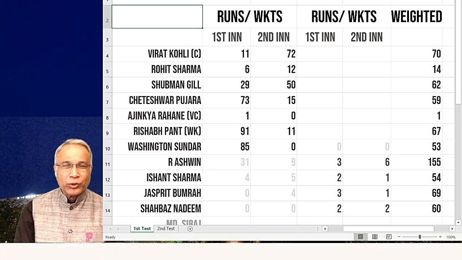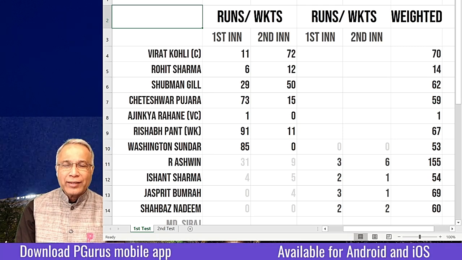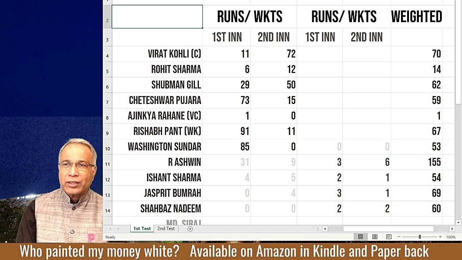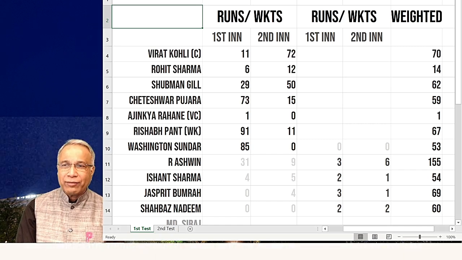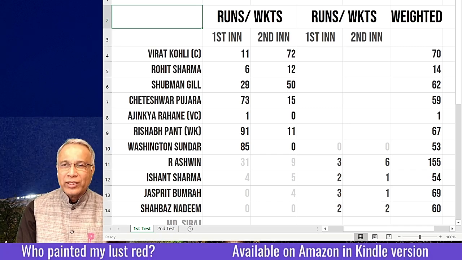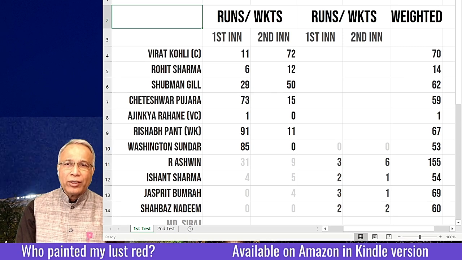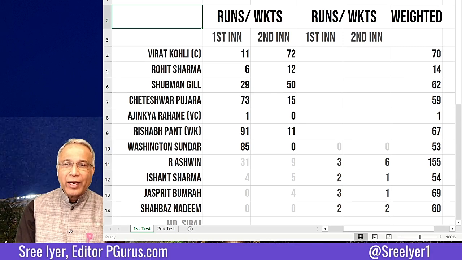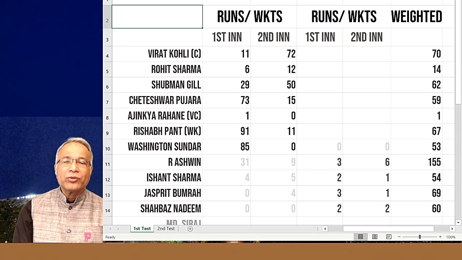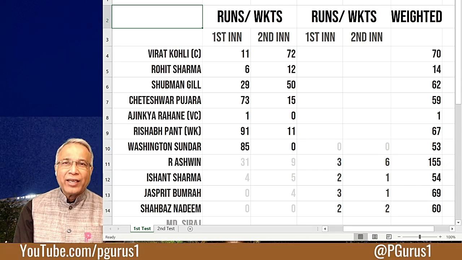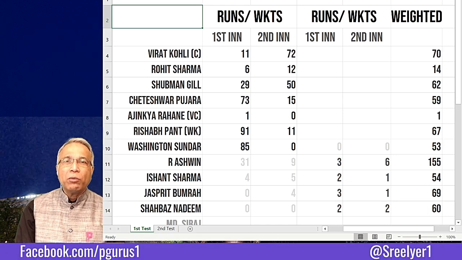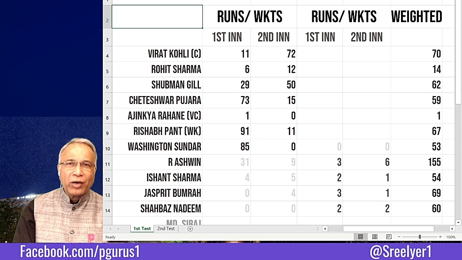In this case, of course, it was a losing cause, except for the scores that people made. For example, Rishabh Pant had a very good score, 91 and 11, and his weightage is only 67, whereas Virat Kohli got 11 and 72, and his score is 70. How come it is higher? The reason is he got those runs in the second innings of India, which was batting 4th, which is when batting is the most difficult. So you get the idea of how the weightage is done.